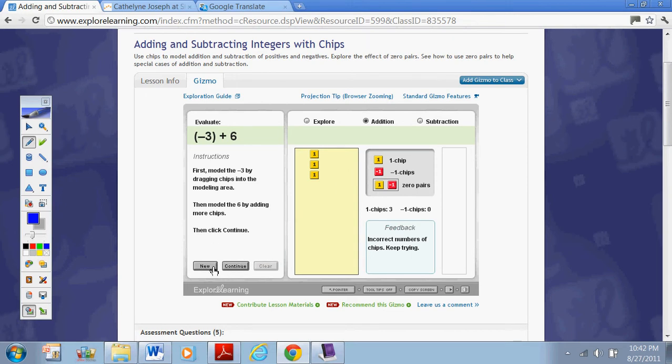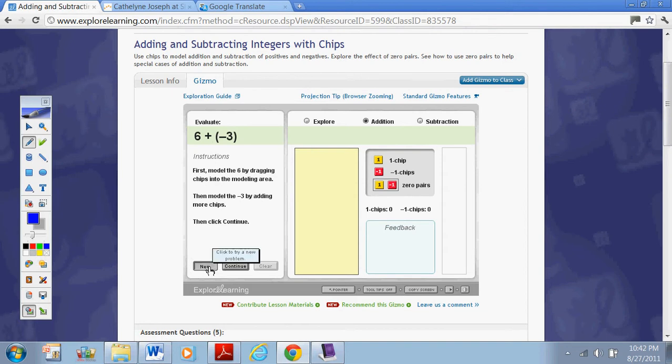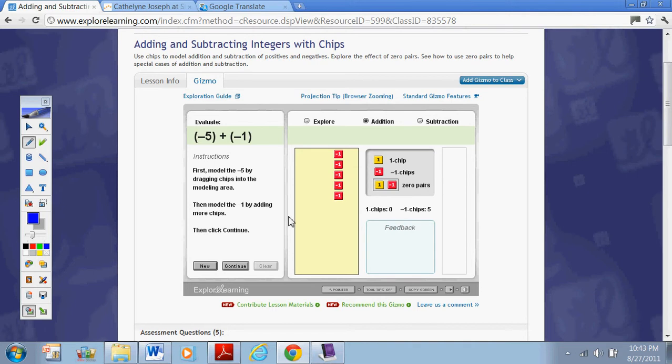Now let's try another one. Here we have -5 plus -1. So we are going to start with how many chips? 5 red ones, because 5 is negative. Okay, so now we have 5 negative chips, and to those negative chips we are going to add 1 negative chip.